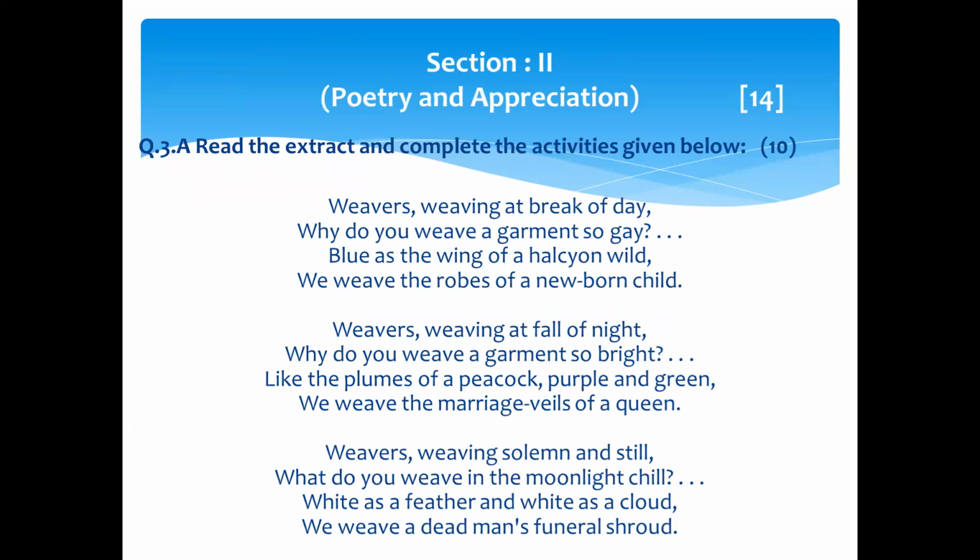Listen to the poem carefully. Weavers weaving at a break of day, why do you weave a garment so gay? Blue as the wing of a halcyon wild, we weave the robes of a newborn child. Weavers weaving at fall of night, why do you weave a garment so bright? Like the plumes of a peacock, purple and green, we weave the marriage veils of a queen. Weavers weaving solemn and still, what do you weave in the moonlight chill? White as a feather and white as a cloud, we weave a dead man's funeral shroud.